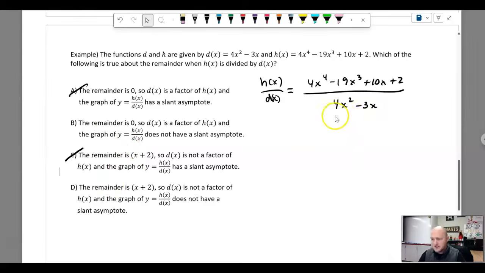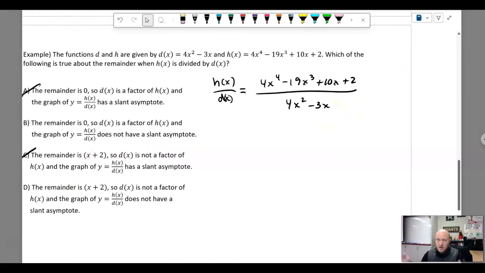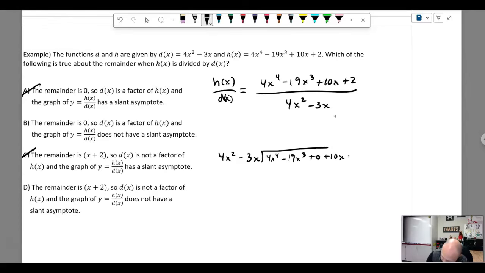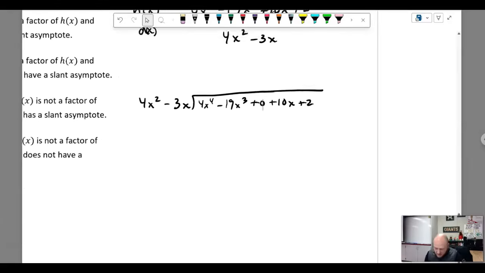So let's go ahead and do this division. Let's see what we get. So we get 4x squared minus 3x divided into 4x to the 4th minus 19x cubed. Oh my gosh, you guys, this is a big one. So let's go ahead and divide.